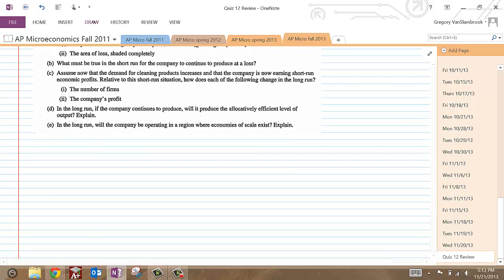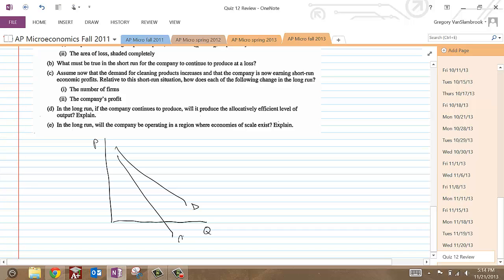So we go with our standard monopolistic competition graph, whether they're making profits or losses, starts with this: price, quantity, demand, marginal revenue, and marginal cost. And we can also identify MC equals MR gives us our profit maximizing quantity. Extend that up to the demand curve and over for the profit maximizing price. And they wanted us to label those PM and QM.